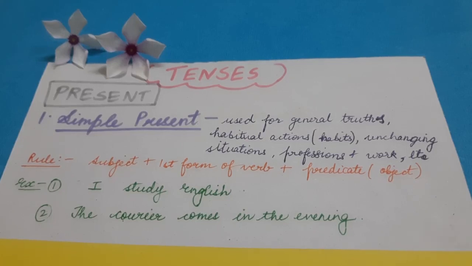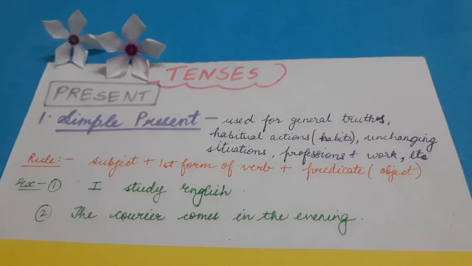So the rule for simple present is subject plus first form of verb plus predicate. Predicate is also known as object. So for example, I study English. So I is the subject, study is the first form of verb, and English is the predicate. Or number two, the courier comes in the evening. The courier is the subject. Comes is the first form of the verb. In the evening is the predicate.